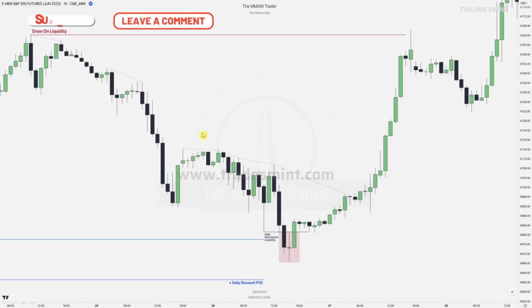Because the premium is about around here and we want to move up into that draw on liquidity, which is up here, and then target all that low resistance liquidity, all those failure swings up here, and then eventually up here on a draw on liquidity.